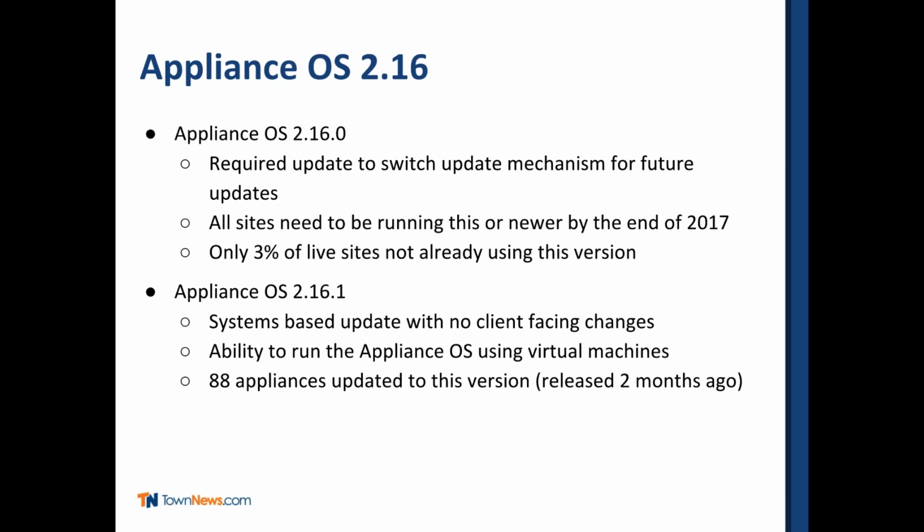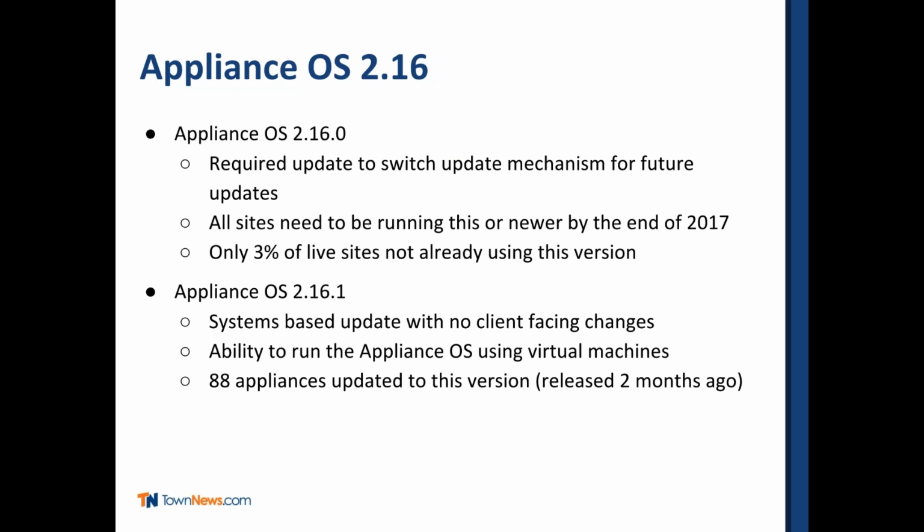2.16.1 was a systems release. One of the things that we got there is the ability to use your own VM as a host for an appliance. And if you have a large VM infrastructure, moving to that makes sense, because you probably have other kinds of controls for the way those VMs are handled. A lot of sites, 88 appliances, are already on that version. It was released 2 months ago.